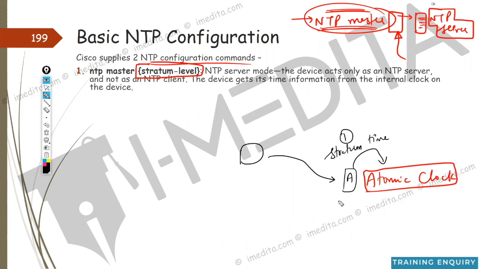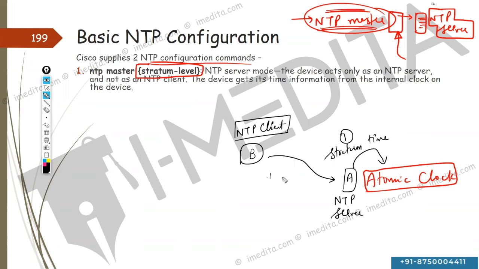Now this device A will be acting as an NTP server, and this device will be acting as an NTP client. One who asks for the time is called an NTP client. One who gives time is called an NTP server. Now notice, I'm not saying that these two devices are nearby. Let's call this device B. I'm not saying that devices A and B exist nearby. There might be a huge distance between them.